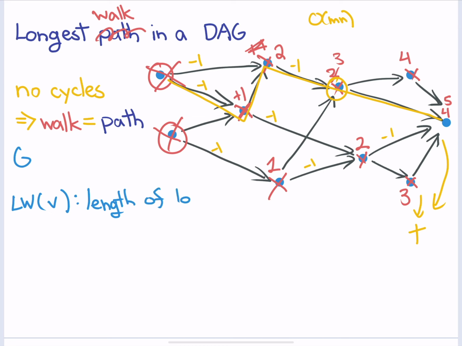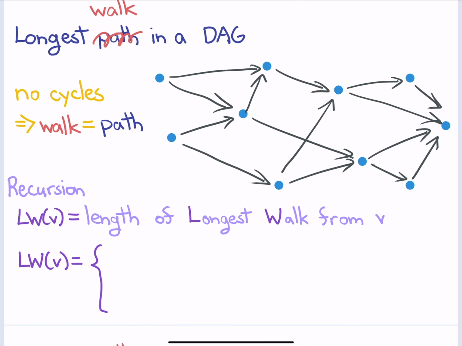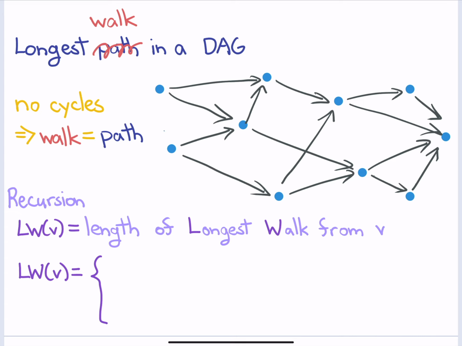Length of the longest path or walk, doesn't matter, starting from V. Length of the longest walk starting from V. Good. And what's kind of nice about this? So I'm here at V, and if I wanted to use recursion, how might I... I have it. Length of the longest walk from V. This is nice and clean.